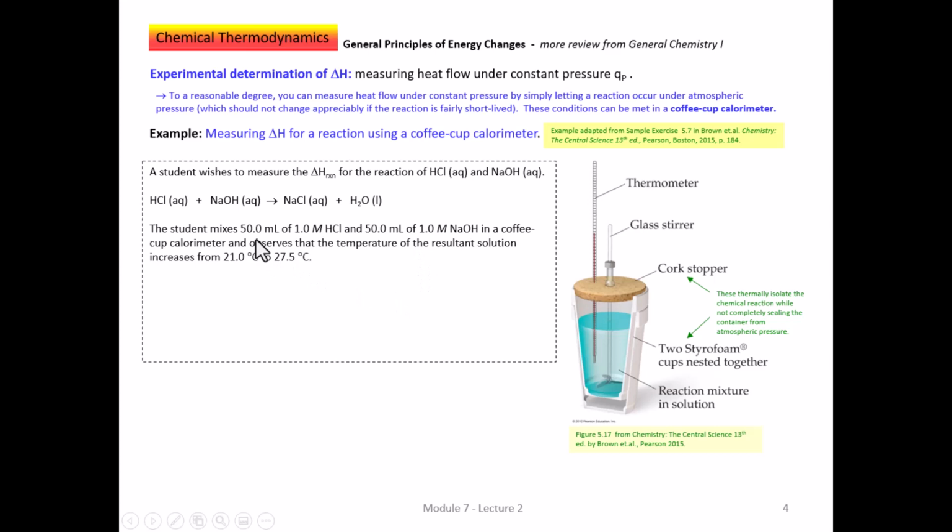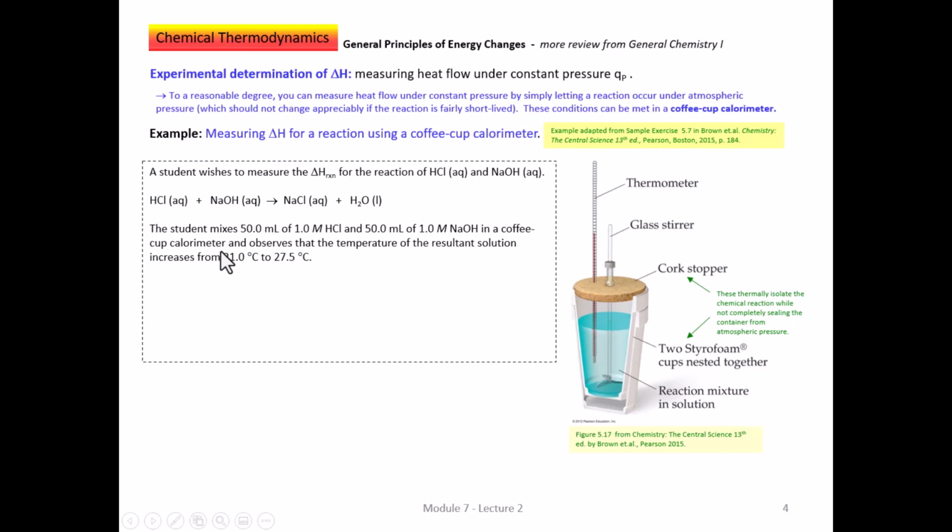The particulars are the student mixes 50 milliliters of 1 molar HCl with 50 milliliters of 1 molar NaOH. That would mean that there's the same number of moles of each and it reacts completely. There's nothing left of the original HCl or NaOH. There'd just be sodium chloride and water.